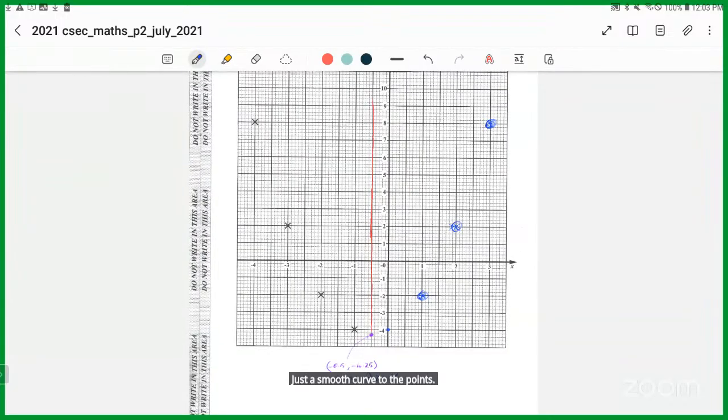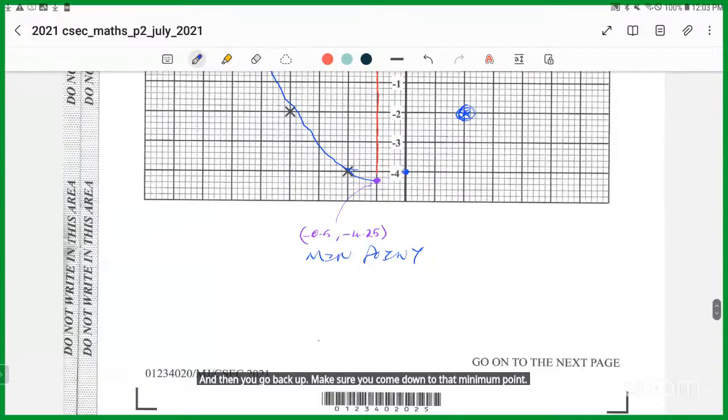And you make sure you come down to this point down here. And then you go back up. Make sure you come down to that minimum point, and then you go back up through these other points. Do that and you get your marks.